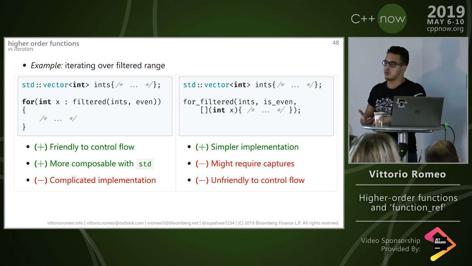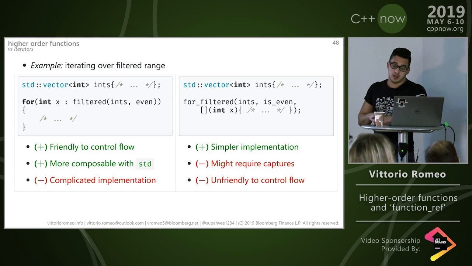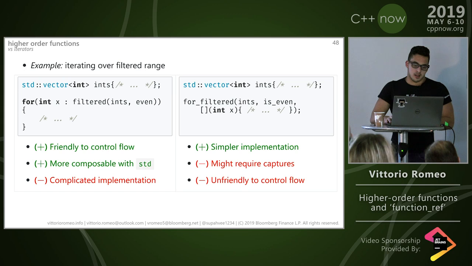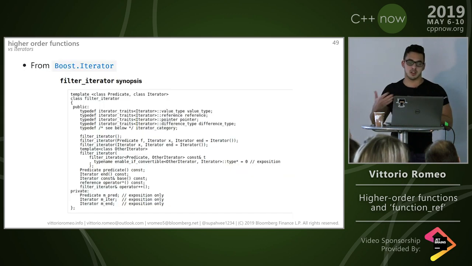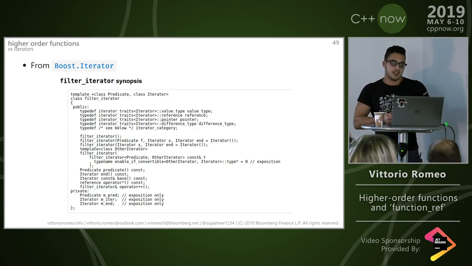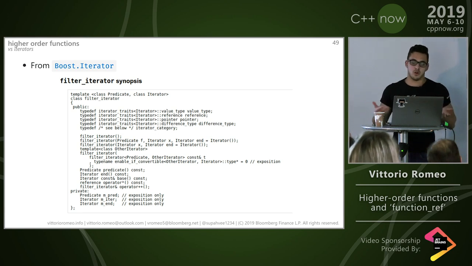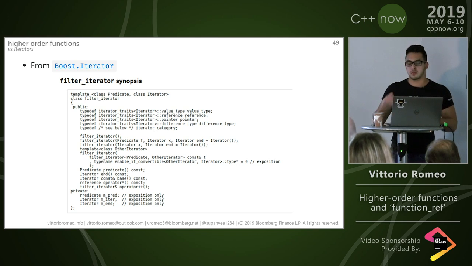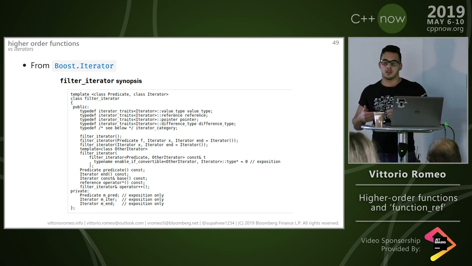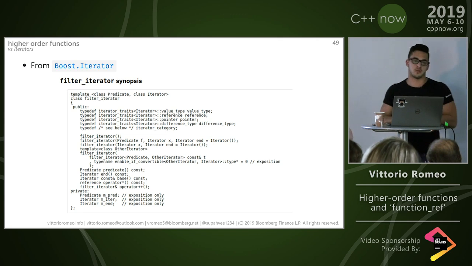It is unfriendly to control flow. It might require you to capture things. It doesn't compose well unless you have your own system of composition with higher-order functions. But if you only need filtering, then it's super simple to implement. And as proof, let me show you the synopsis of filter_iterator in Boost. If you know how iterators work and you know how ranges work, you can definitely implement this. But if you are doing it from scratch and you cannot use Boost, it's hard to justify the amount of work you have to put into this, depending on how many times you use this abstraction throughout your code base.